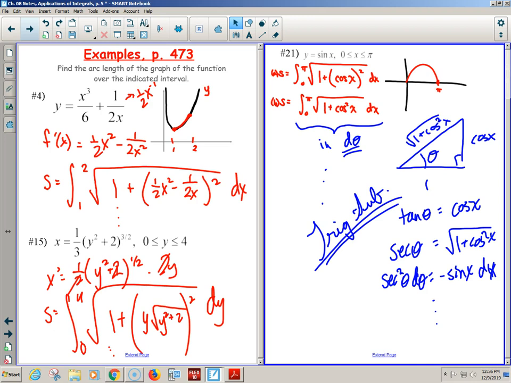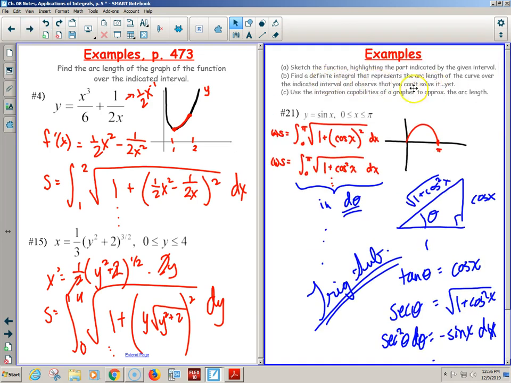That's if you were doing it by hand, but once again, what did I tell you? Okay, because up there it says you can't do it yet. And so if you guys actually read letter C, it says you can't do it yet. That's letter B, observe. And then C says use the integration capabilities of a grapher to approximate the arc length, aka plug it in. True?